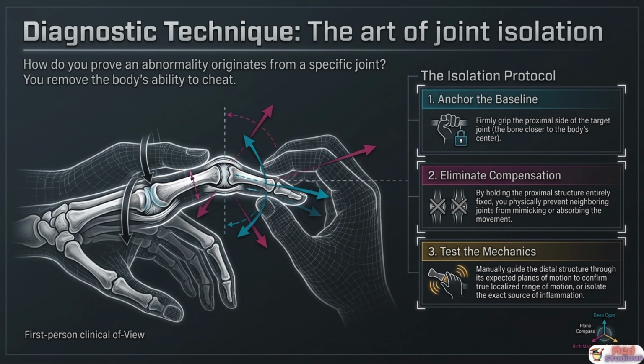Step 2, eliminate compensation. By holding the proximal structure completely fixed, you physically prevent neighboring joints from mimicking or absorbing the movement and masking the true deficit. Step 3, test the mechanics. Manually guide the distal structure through its expected planes of motion to confirm true localized range of motion, or to isolate the exact source of inflammation. This technique transforms abstract anatomical knowledge into a precise, repeatable clinical tool. It is the bridge between understanding anatomy on paper and applying it at the bedside.